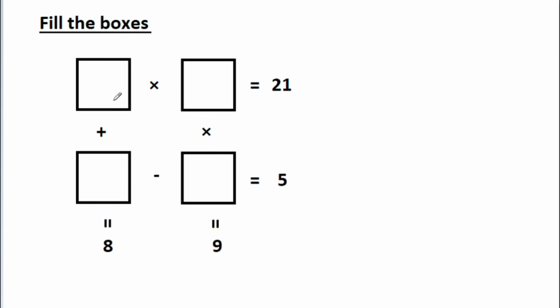Can you fill the boxes? Suppose this is A, this is B, this is C, and this is D. Then from here we have A times B is 21.